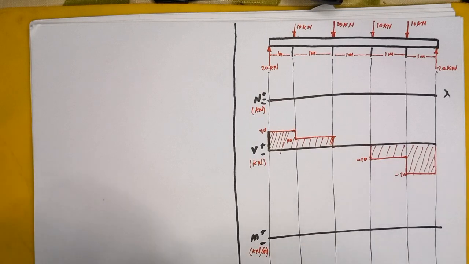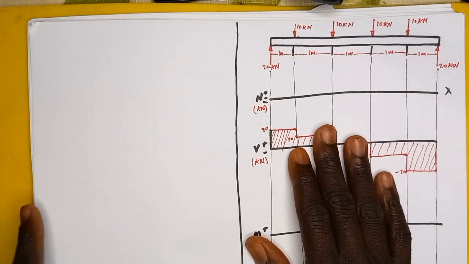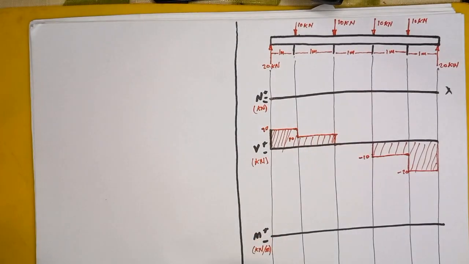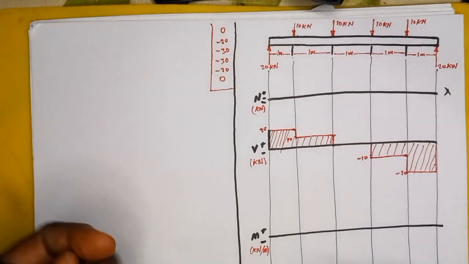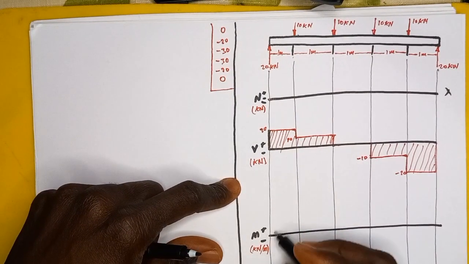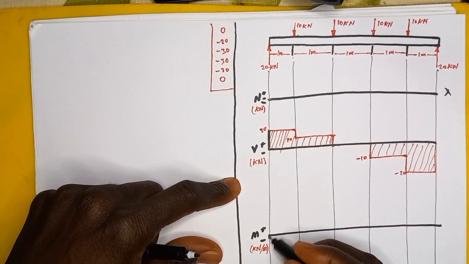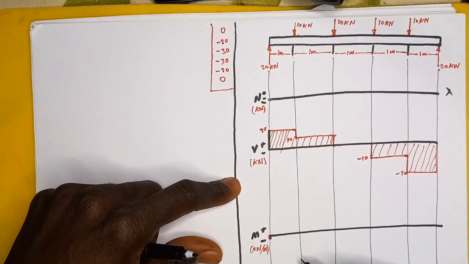So now, how are we going to draw the graph of the bending moment? Know that we have already found our precious points. So these are the points that we're going to be plugging here. Let us bring back the points and plot them on this graph. The first one here is 0, and the second one is -20.